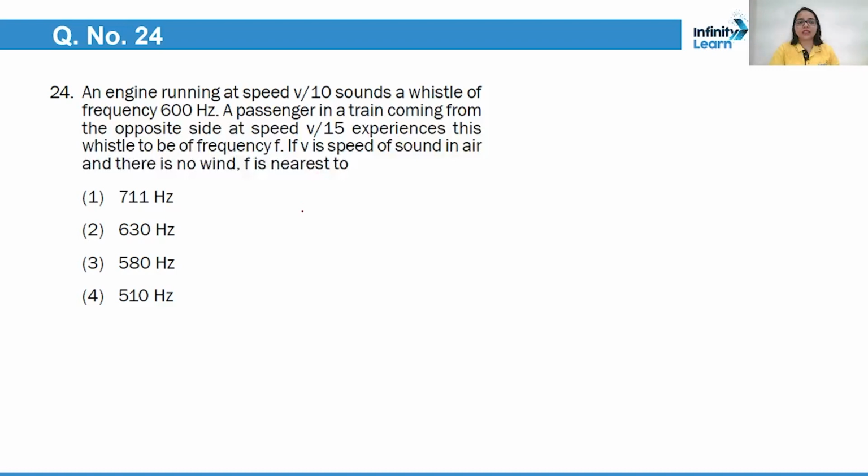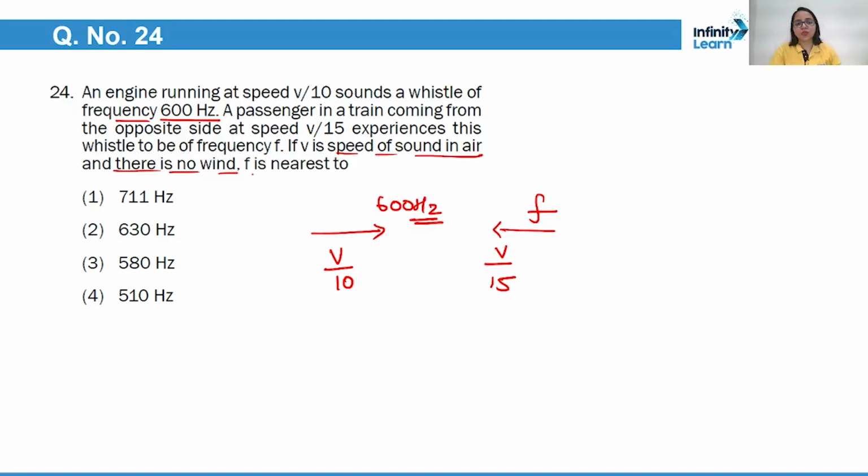Next is question number 24. An engine running at speed v by 10 sounds a whistle of frequency 600 Hertz. Okay, so we have an engine running at a speed of v by 10 and sounding a whistle of 600 Hertz, right? And a passenger in a train coming from the opposite side at speed v by 15 experiences this whistle to be of frequency f. If v is the speed of sound in air and there is no wind, f is nearest to. So, apparent frequency is f, right, over here.